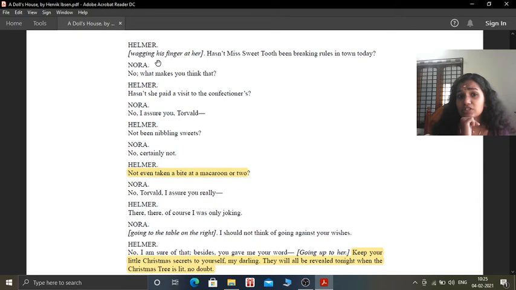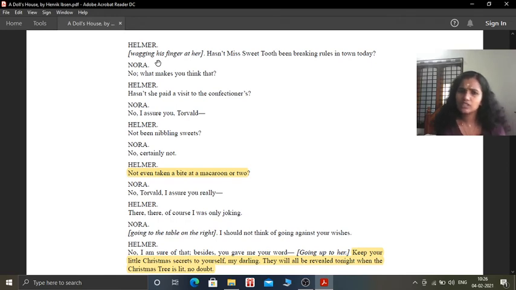Hasn't she paid a visit to the confectioner? Not be nibbling sweets. So you haven't been to the confectioner's, or to those places where you wander around? Haven't you nibbled sweets? Haven't you had any sweets? Haven't you bought some sweets for yourself? Because Helmer knows that his wife loves sweets. Some people are very fond of chocolates and sweets.